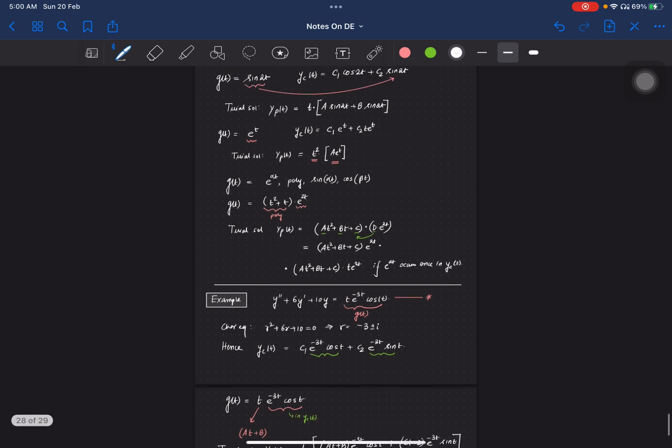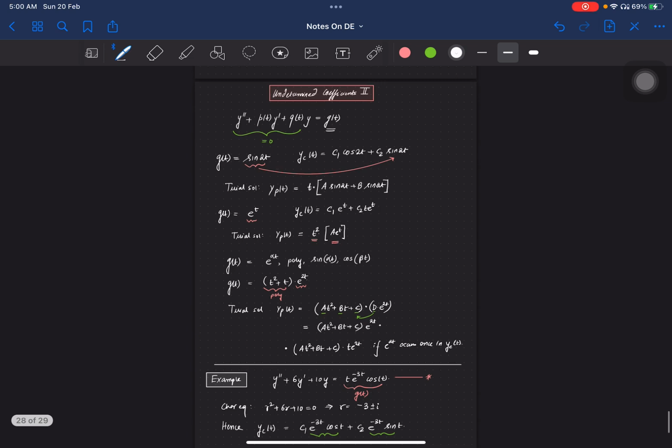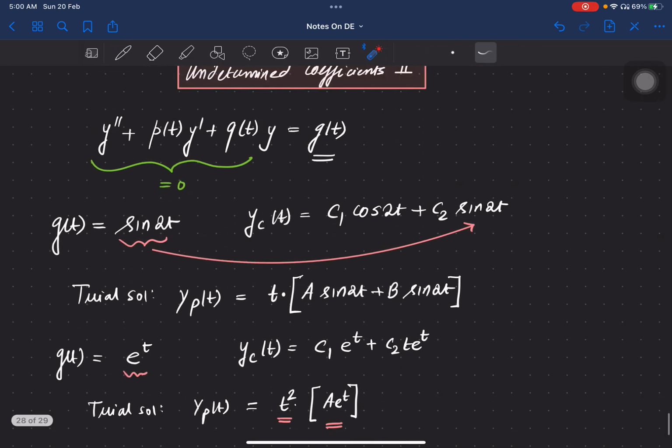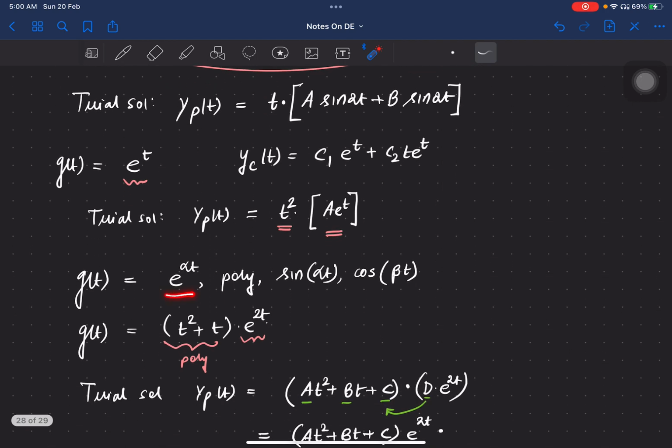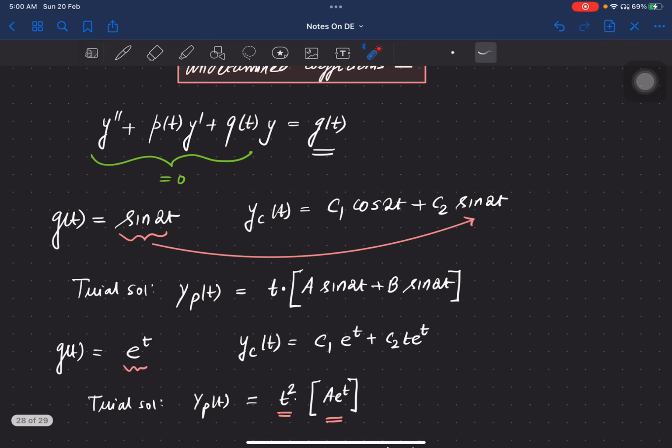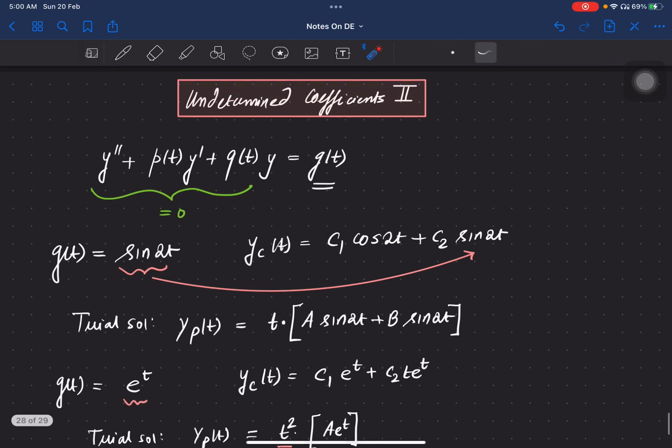Okay. So one thing I wanted to point out here. Suppose we have this general differential equation where g of t is none of the standard functions. That is, it's neither e power alpha t nor a polynomial, sine, cos, or any mixture of these functions. Then we can't use undetermined coefficients to solve that because there is no trial solution according to our table. So in that case, we will use the variation of parameters method to solve the second order differential equation, which we will learn in the next video.